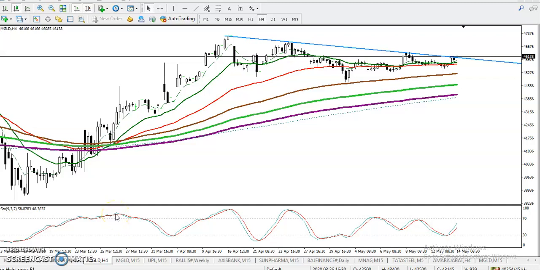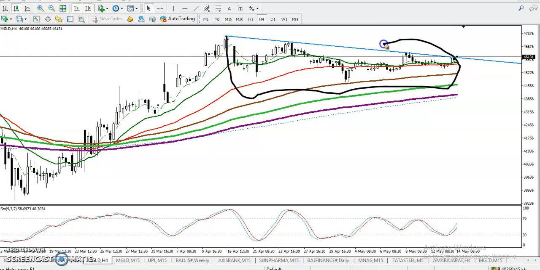All right, this is the gold H4 chart. Now in this area, we have seen gold was running in a sideway. So from this area here, you can see gold was running in a sideway, and that they are following a trend.